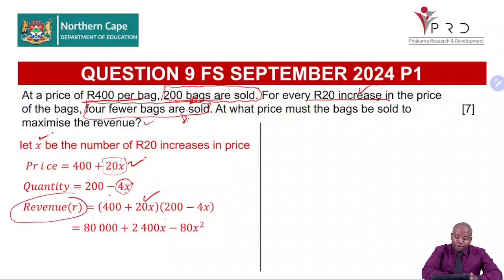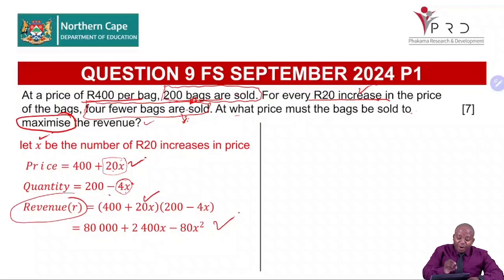Then we can distribute the two brackets. We get our revenue is 80,000 plus 2,400X minus 80X squared. Now, this is our revenue. This is the first part of our optimization. Always find the equation that represents the scenario. Now, let's go and answer the question. They say, at what price must the bags be sold to maximize revenue?